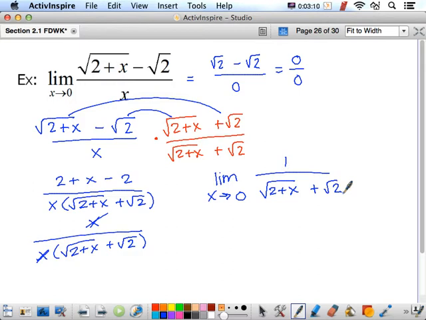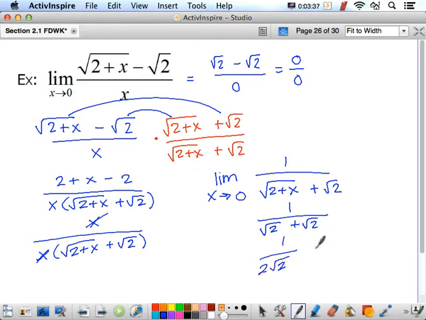At this point, I can resubstitute. Do we need to pause for a second? Everyone's okay? Okay. I can resubstitute the 0, and I get 1 over the square root of 2 plus the square root of 2. And what is the square root of 2 plus the square root of 2? 2 square roots of 2, right? That's how we add radicals. We add the numbers in front. So we have 1 over 2 square roots of 2.